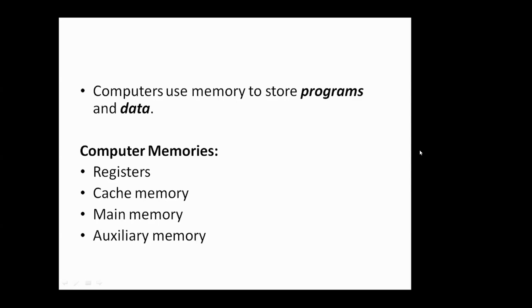So it is a fast memory nearer to the CPU. It is actually in between the CPU and the main memory, and the main purpose of this memory is to increase the speed of data transfer. And then there is the main memory. The main memory includes RAM, it includes ROM.